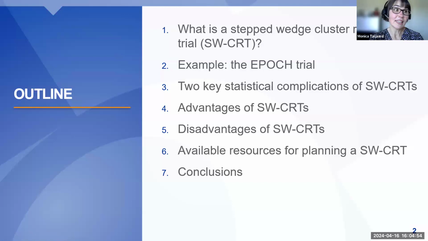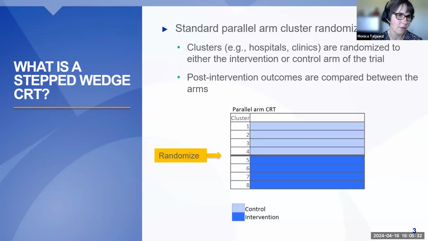So what I want to do in the next 40 minutes or so is just describe very clearly what a stepped wedge cluster randomized trial is. And then I want to introduce the ISWG trial as an example of an implementation stepped wedge design. I want to describe the two most important statistical complications of this design. And then I want to review some advantages and disadvantages of stepped wedge cluster trials. And if we have time at the end, I also want to give you some available resources that you can use and maybe share with your statistician if you are planning a stepped wedge cluster trial.